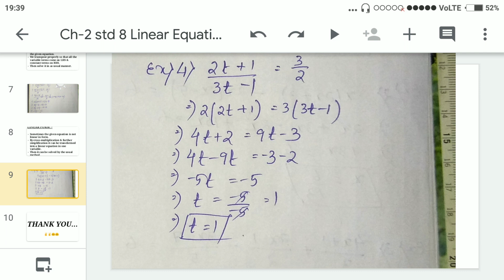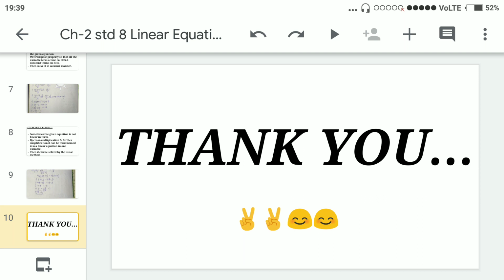So in this case, we simply have to do the cross multiplication and we are able to solve the equation. Okay, so this is all about your chapter 2, linear equations in one variable. I hope I have discussed all the different kinds of forms and how to solve different kinds of questions related to this.